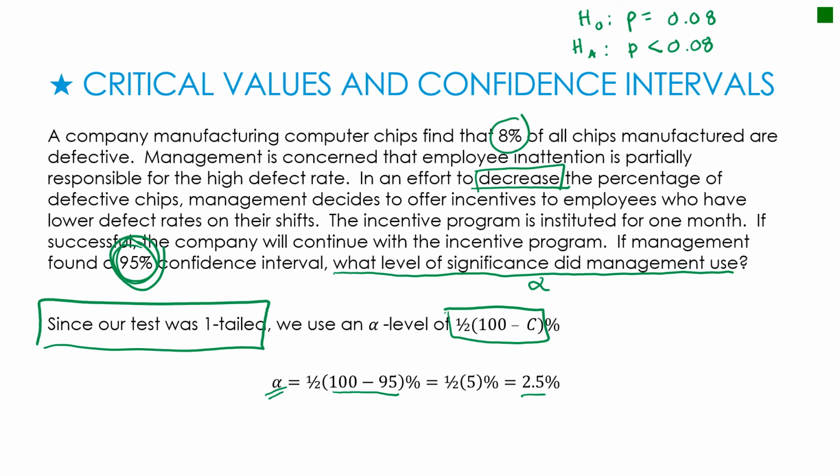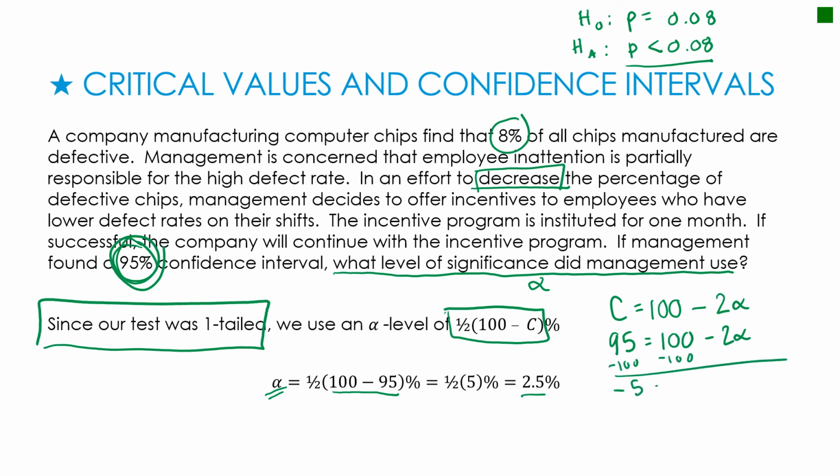Now, if you're like, hey, you know what? I don't want to use that formula. I liked the one that you used on the last slide. Well, that one just said the level of confidence is equal to 100 minus, and because it was, again, one-tailed, it was 100 minus 2 alpha. So if I wanted to use this instead, I'm going to plug 95 in here for the level of confidence, and then I'm just going to do the work to solve for alpha. 95 minus 100 on each side gives me -5, and that's -2 alpha. Divide each side by -2, and I still get 2.5% for alpha. So either way you do it, you should get the same answer.